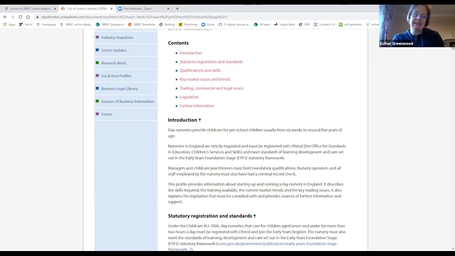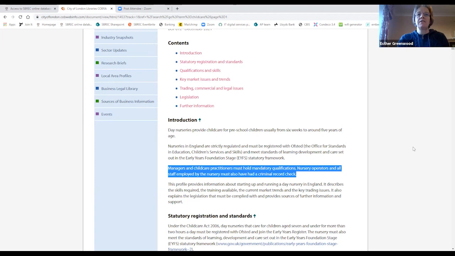Yes, that's right. And here, for example, one thing to pick up, all staff employed by the nursery must also have had a criminal record check. That will be another piece of legislation that people would need to think about. Anyone working with children or vulnerable adults will need to have had a CRB, criminal records check.